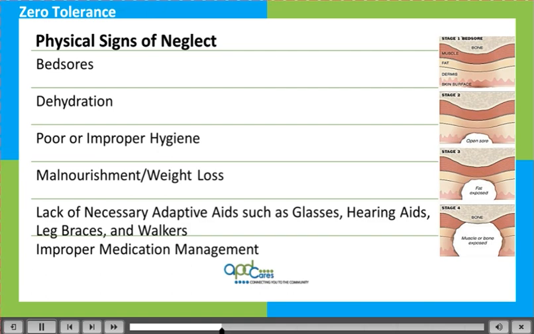Again, these are physical indicators and may not be signs of neglect if they are one-time occurrences or if no other symptoms are present. Generally speaking, physical signs will be accompanied by behavioral indicators. Turn to page 38 in your Participant's Guide.